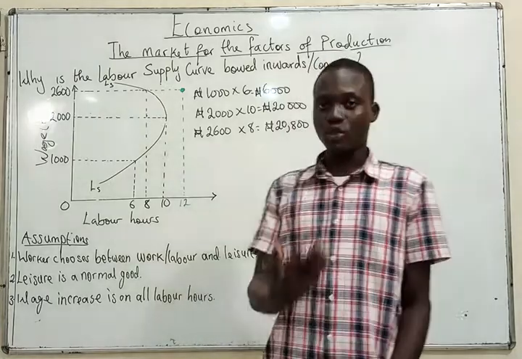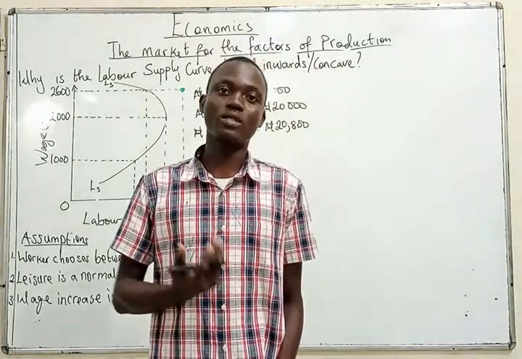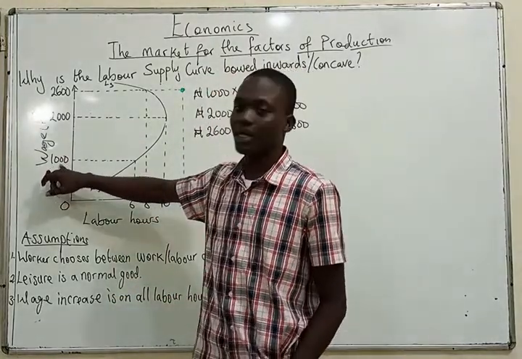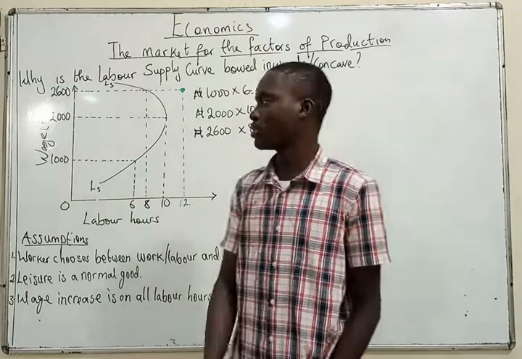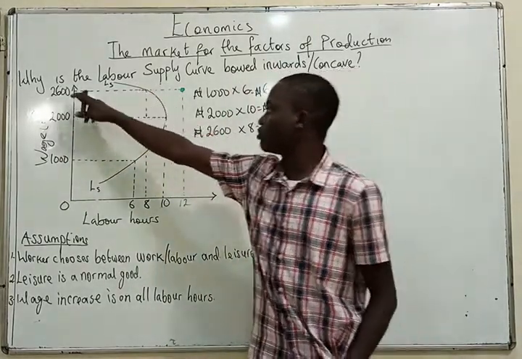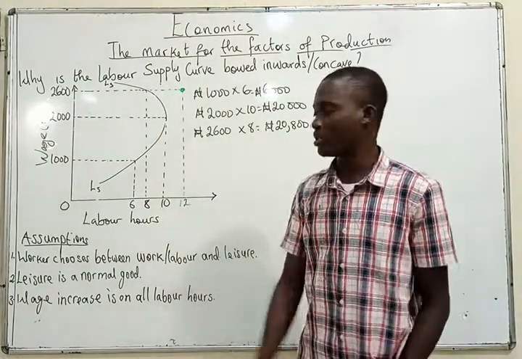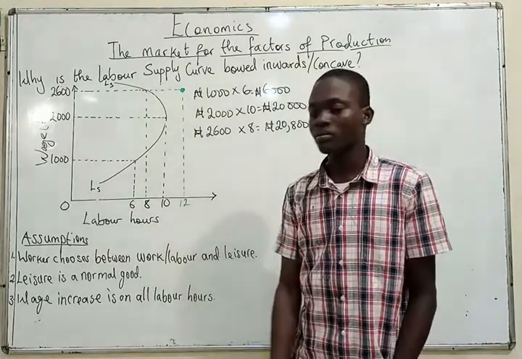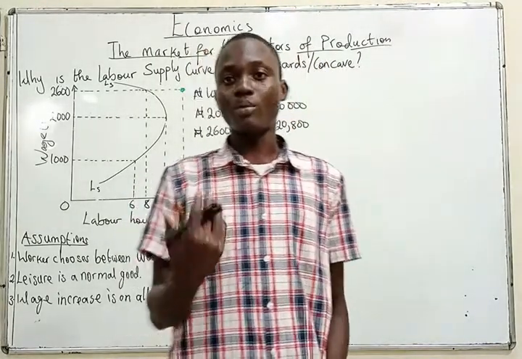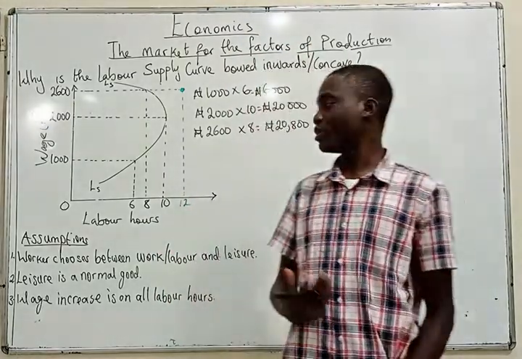After some time her wage rate also increases to 2600 naira per hour. That is pretty high. It started from 1000, now she's at 2600. But then what do we discover? We realize that when you trace it to this point and bring it down, Betty is now working for 8 hours alone, instead of 10 hours. So what is happening to Betty? Why is Betty behaving like this? You might think Betty is not rational, but let's just see why Betty might be behaving this way.